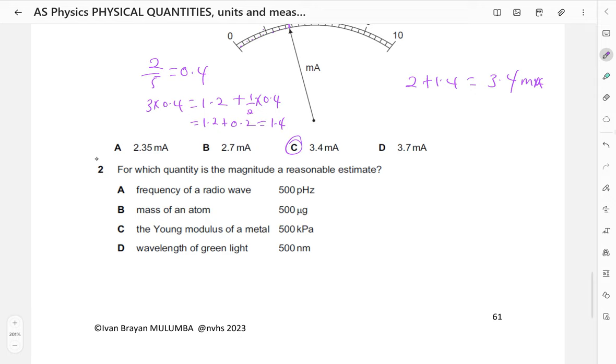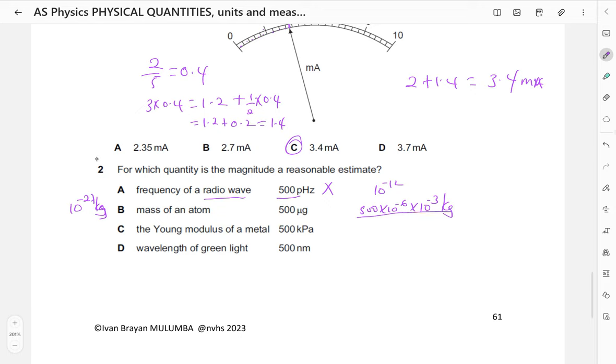For which quantity is the magnitude a reasonable estimate? I think we have answered such a question earlier on. 500 picohertz. Radio waves have high frequency. This one is wrong, because they have a smaller wavelength, they have a high frequency. Remember, pico is 10 power negative 12, so that is wrong. 500 micrograms, that is 500 times 10 power negative 6 times 10 power negative 3 to change it to kilograms. The mass of an atom should be of an order close to 10 power negative 27 kilograms. So it means this is very big for the mass of an atom.